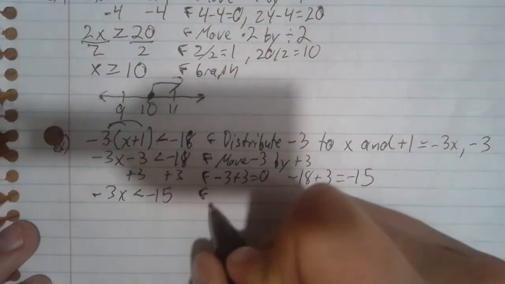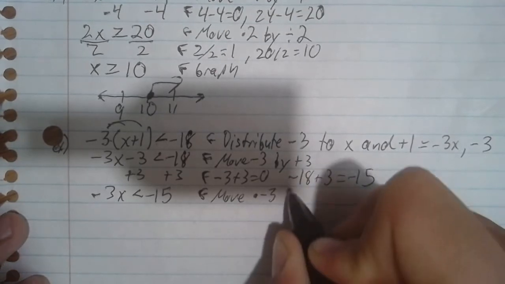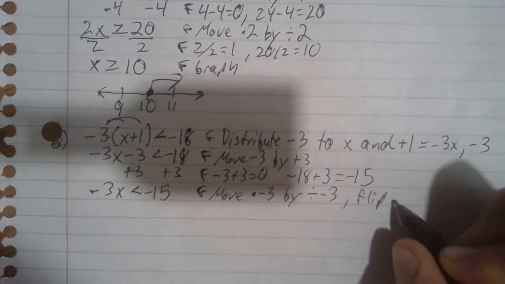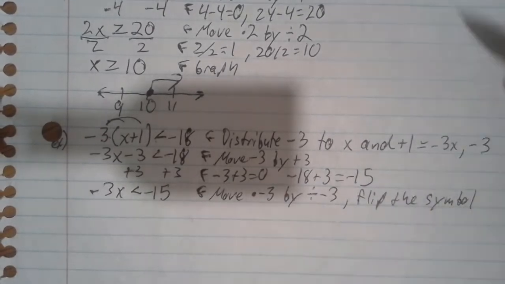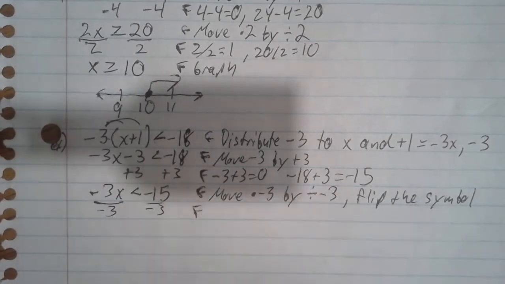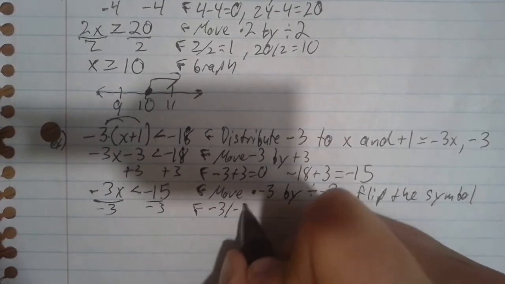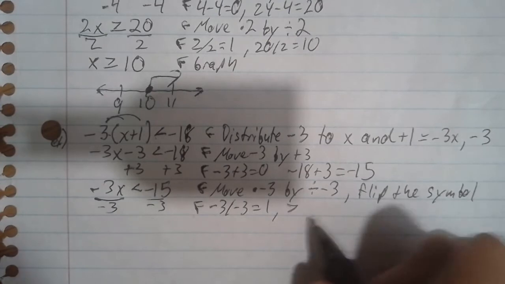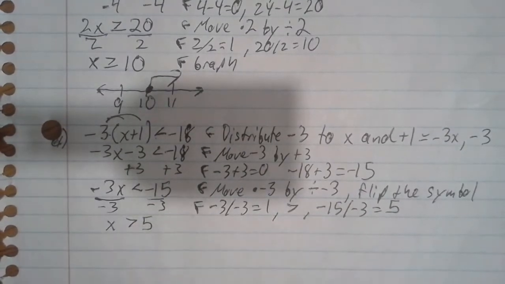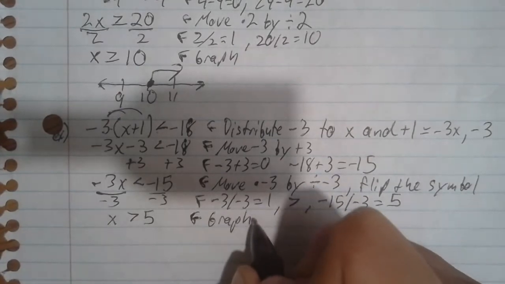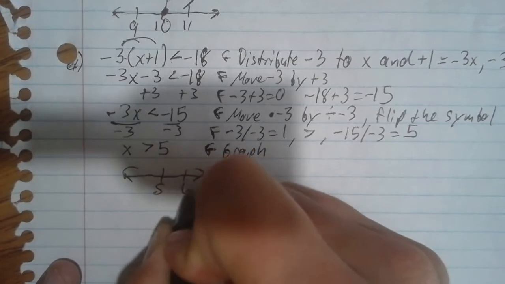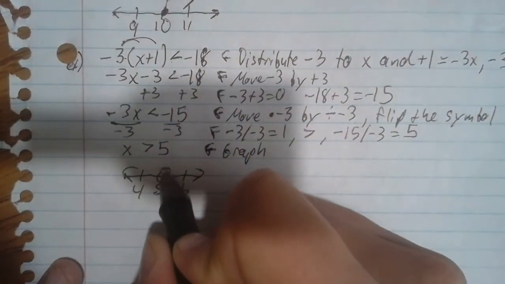And then the final thing we have to do is move our times negative 3 by dividing by negative 3, which means we flip the symbol. We didn't have to do that up here because it was positive. Here it's a negative. So we divide both sides by negative 3. So we get negative 3 divided by negative 3, which equals 1. Our new symbol is a greater than, and negative 15 divided by negative 3 is 5. So we get x greater than 5. To finish it off, we get to graph. We're going to put that 5 in the middle, 6, and then 4, open dot, and it's greater.